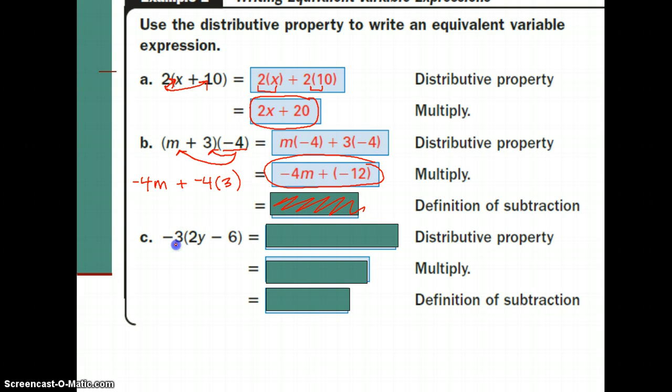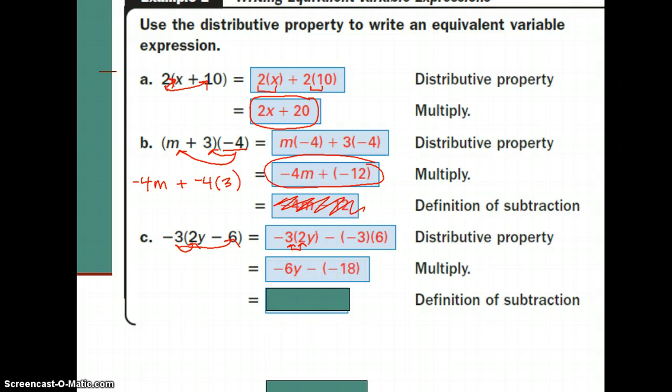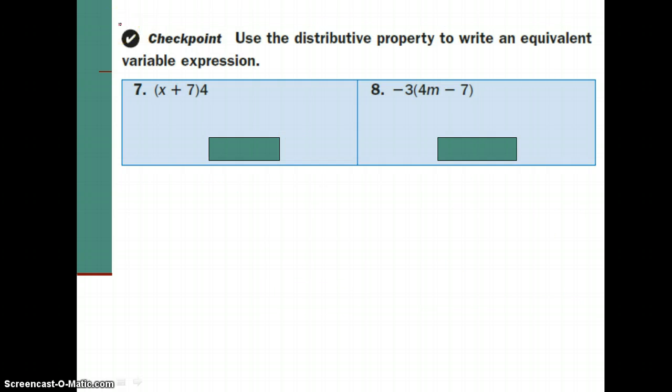C. Negative 3 times 2y. Bring over the minus, and then negative 3 times 6. Negative 3 times 2y. You can multiply 3 times 2, which is 6, and because of the negative, it's negative 6. Then we have negative 3 times 6, which is negative 18. Change this to same, add opposite, negative 6y plus 18. Pause the video and try 7 and 8 yourself. 7 is 4x plus 28, 8 is negative 12.